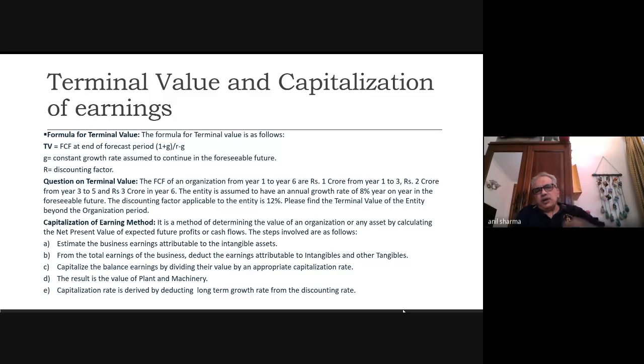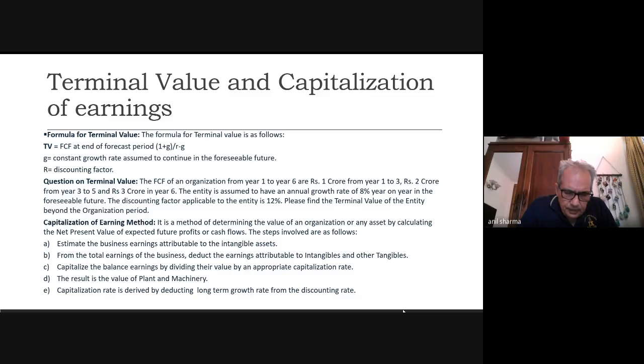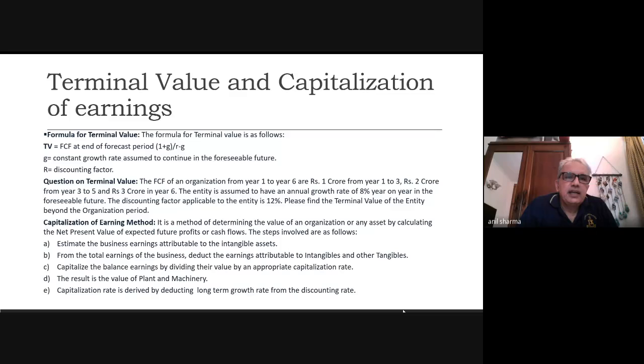So if anybody has not understood this, please repeat, sir. Sorry? Once again, sir. So the terminal value is the free cash flow at the end of the forecast period, into 1 plus G upon R minus G, right? So it is equal to 3.24 in the numerator into 100, which is 324 divided by 4, and that is equal to 81 crores. That is the value of the free cash flows at the end of the period.